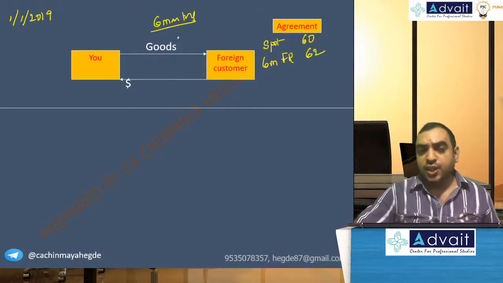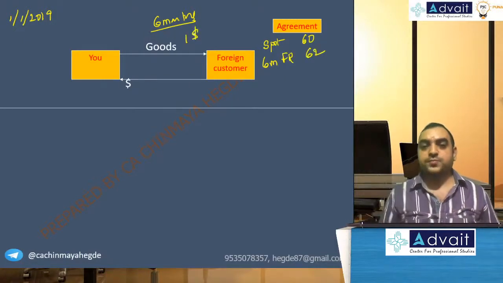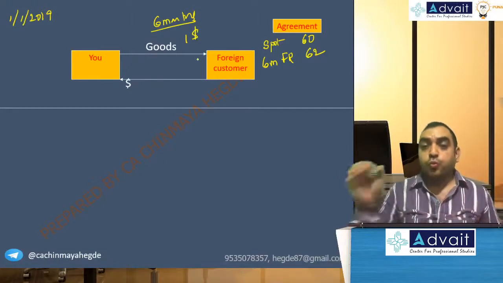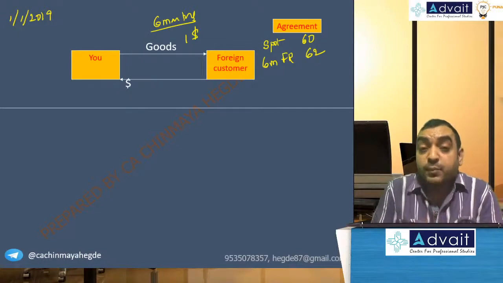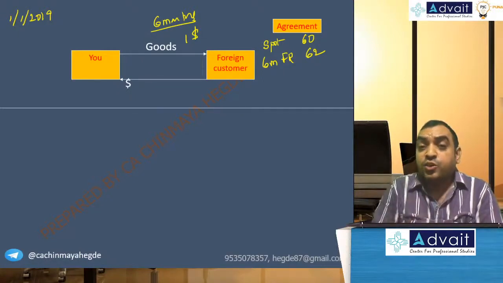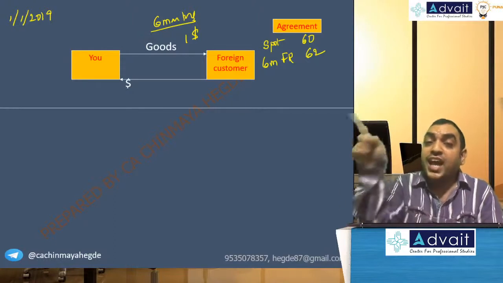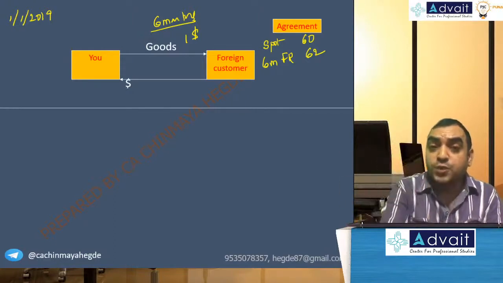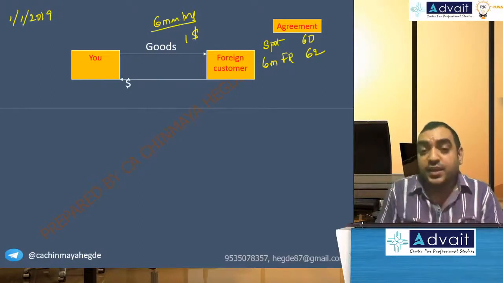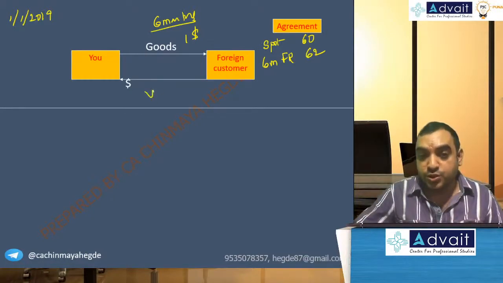And let's say the goods are worth $1. Now please tell me, what have you entered into? Remember, today you have not sold. Today you entered into an agreement to sell after 6 months. The cost of the product is $1. So as on today, tell me what is the value of goods?